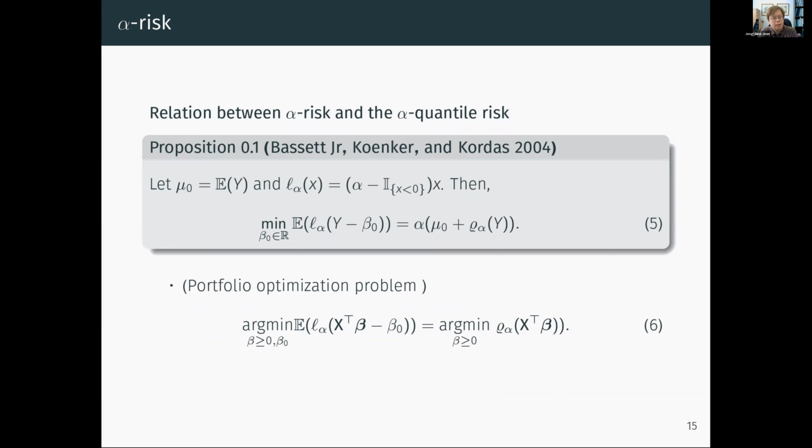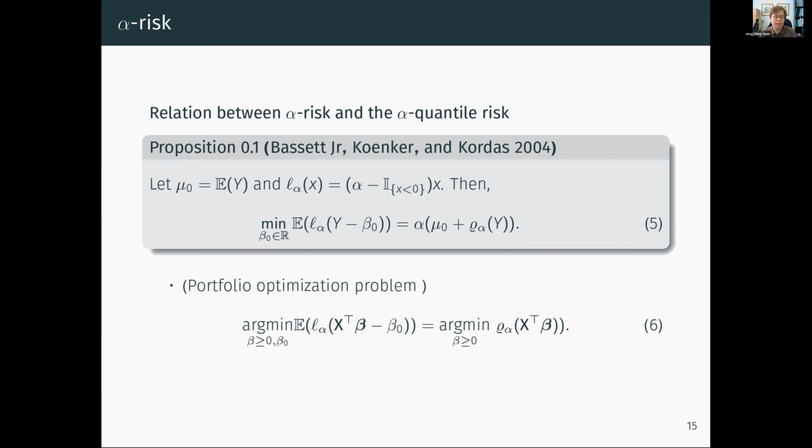Then what is the relation between alpha risk and the quantile risk? Bassett, Koenker and Kolas show the following proposition. Here we fix the expected return rate of y to be mu 0 and denote the quantile risk by alpha x. Then the minimum value with respect to beta 0 of the quantile risk is equal to the alpha risk up to a constant. It is a very interesting equation.